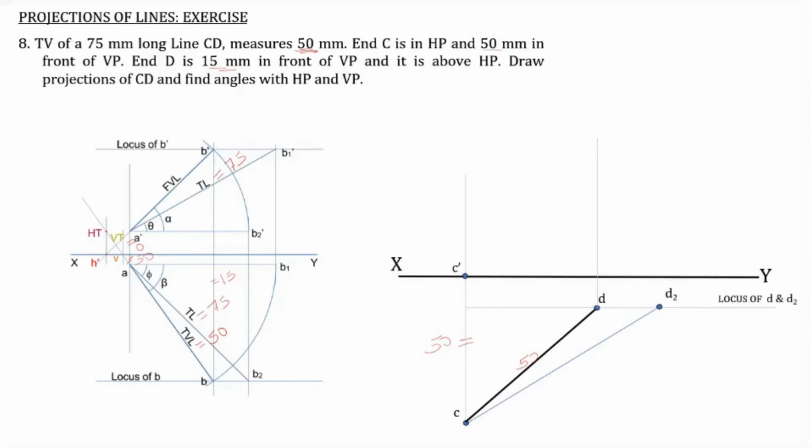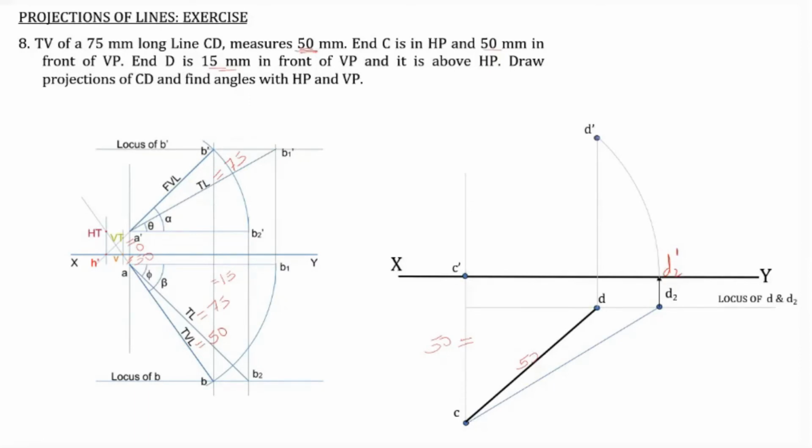Now from D2 we can find out the point D2 dash. From C dash D2 dash, we obtain the length of the front view. Here see A dash B2 dash, the same length is for A dash B dash. So we can rotate this C dash D2 dash in order to get the point D dash. Here we obtain the point D dash.